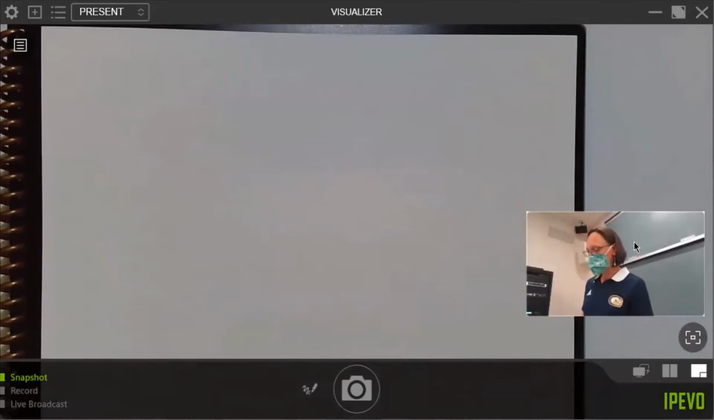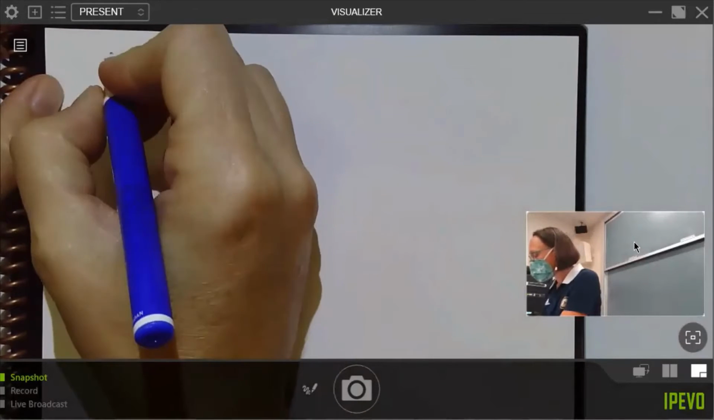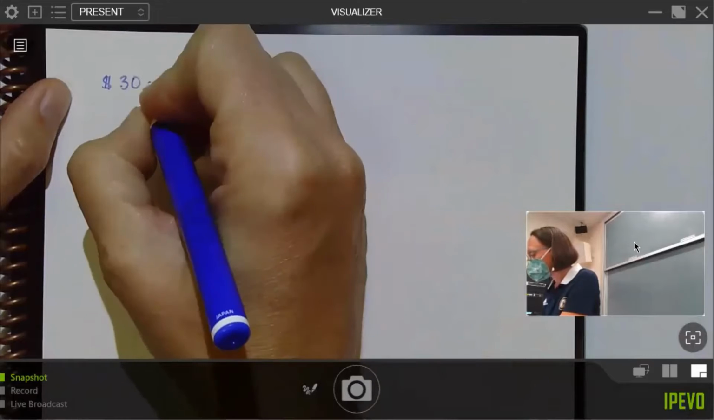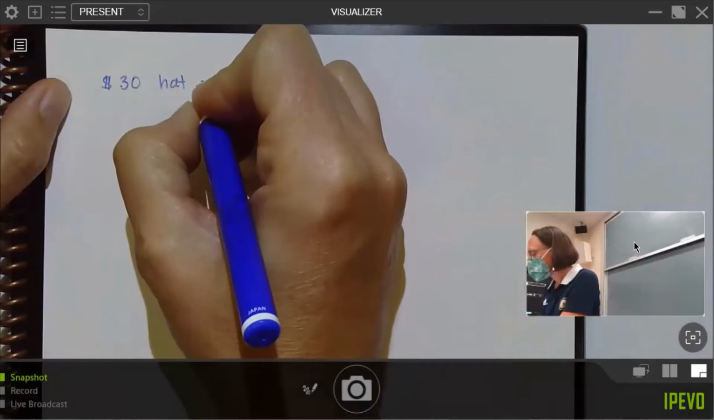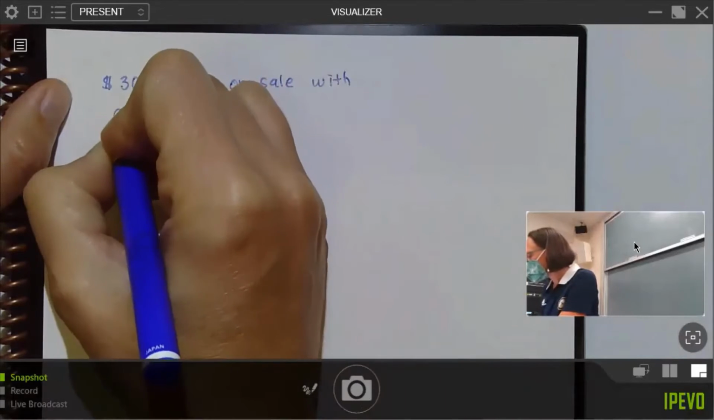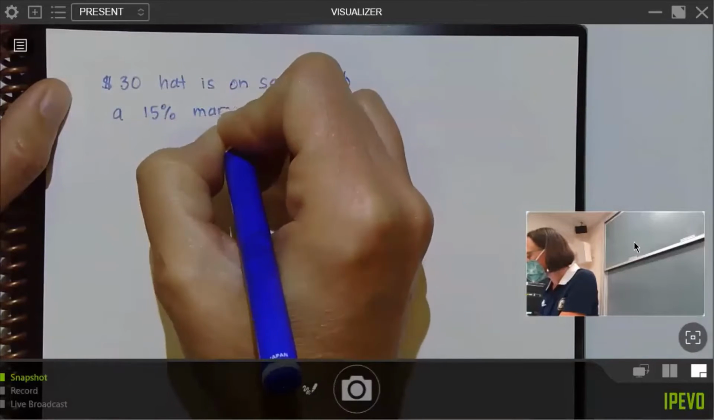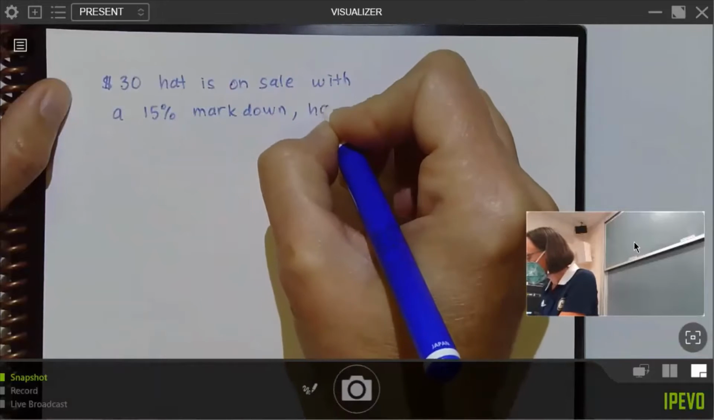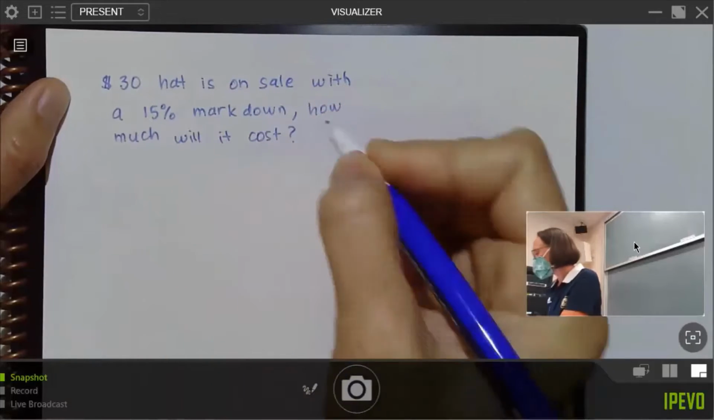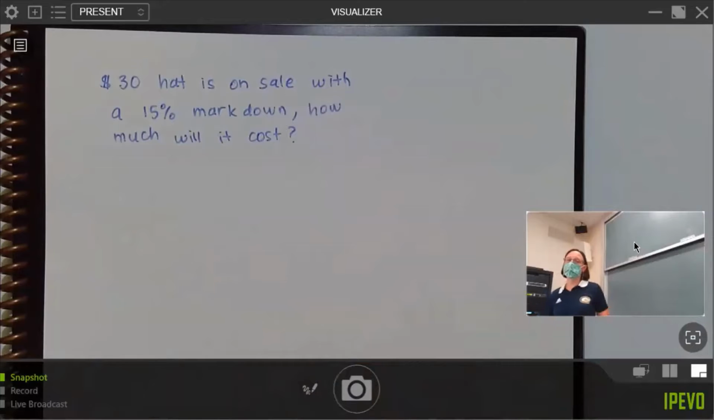Just a couple more percentage practice things. If I say that a $30 hat is on sale with a 15% markdown, how much will it cost?